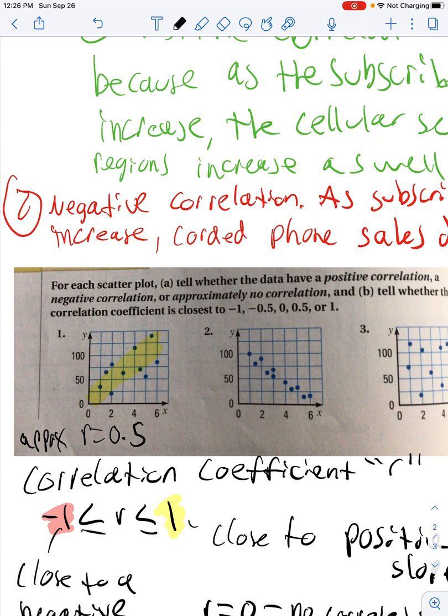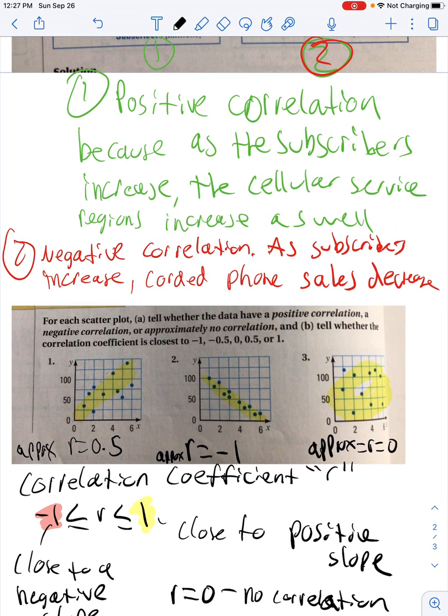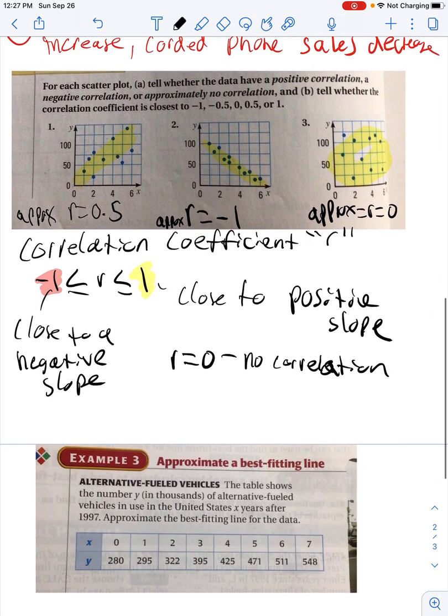0.5. Whereas if I look at number 2, I can see that my data set is very tight next to each other. They're moving down and to the right. So my R value would be approximately -1. And then on the far right here, number 3, again, I really can't tell what's going on. Some are moving up, some are moving down. So I would say that my R value is approximately 0, because I'm not quite sure. I don't really have a correlation there.